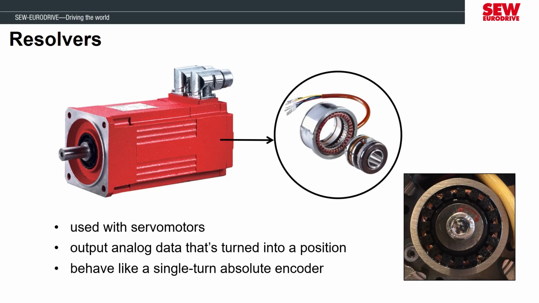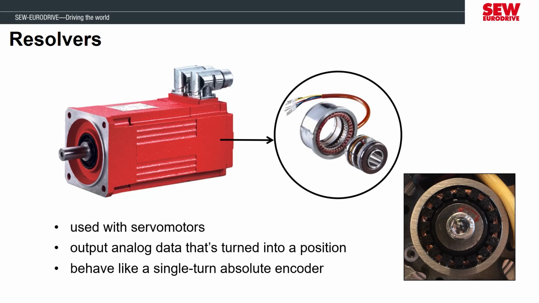This signal has to be processed in the resolver option card that can be installed in a MOVIDRIVE, which is why it doesn't have any circuit boards on it. These behave somewhat like a single turn absolute encoder because it can't store how many rotations it has gone around, but it does know what degree of rotation it's currently at. Since the resolver operates on AC voltage, we can determine the motor shaft position from 0 to 360 degrees based on the sinusoidal signal that comes out of the resolver.